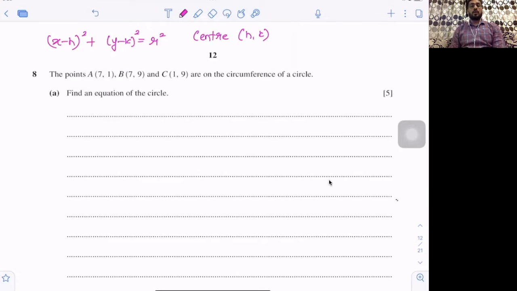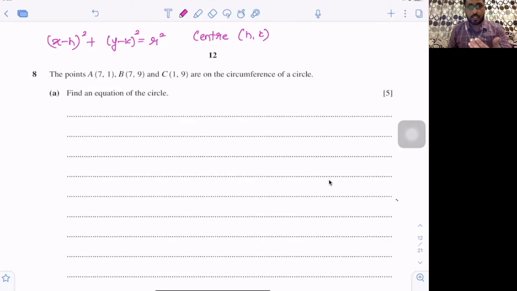So to write the equation of a circle, I will need two things: one, the center of the circle, and the other, the radius of the circle. Now, in this question, you are provided with points lying on the circumference of the circle. That means the points are on the circle. I do not have the center or the radius, so I'll have to get them, and then I can make use of the center radius form to get the equation of the circle.